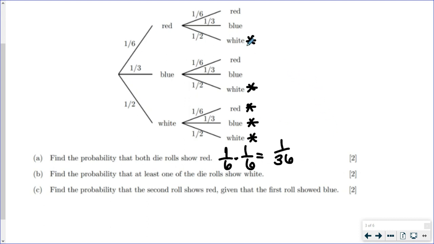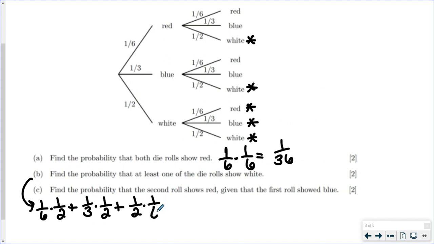So here we get 1/6 times 1/2. So I will do B down here. All right, 1/6 times 1/2. All right, then we will add that to 1/3 times 1/2. All right, then we will add that to 1/2 times 1/6. Then we will add that to 1/2 times 1/3. And lastly, we will add 1/2 times 1/2.